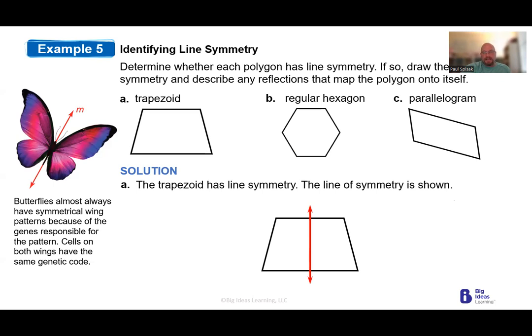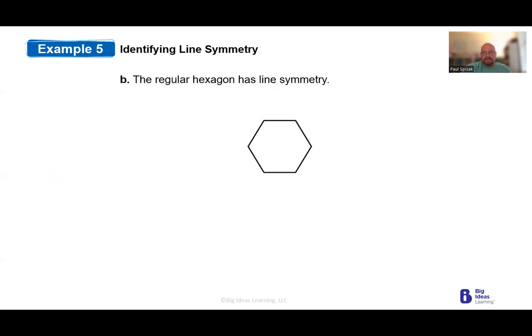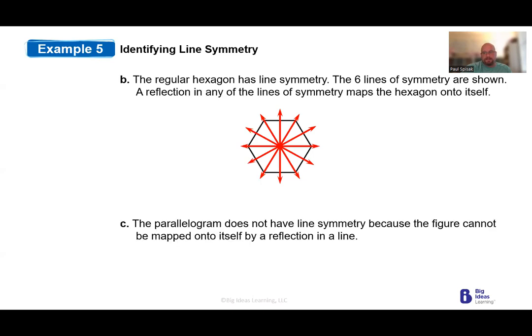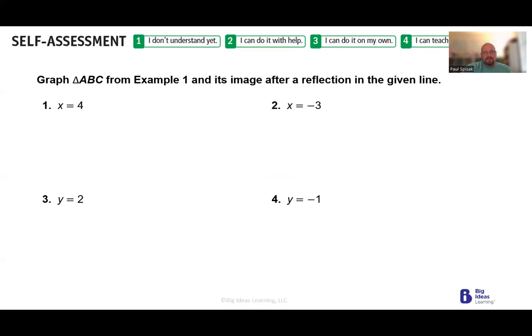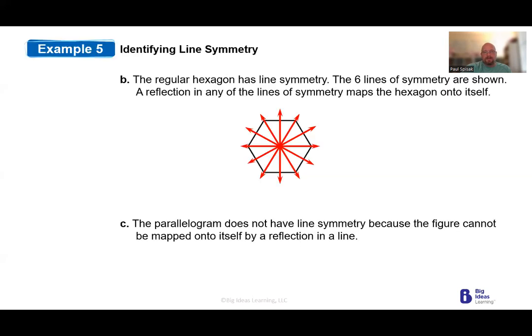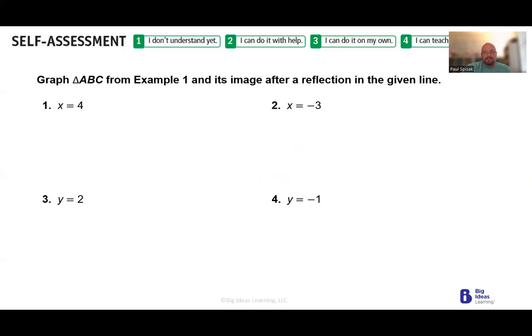A butterfly has line symmetry. It's identical on both sides. A regular hexagon has multiple lines of symmetry. This one has 6 different lines of symmetry through the segments and through the angles. So again, a total of 6 lines of symmetry can be drawn there. Then a parallelogram does not have a line of symmetry because the figure cannot be mapped onto itself by any reflection, no matter how you draw the line.